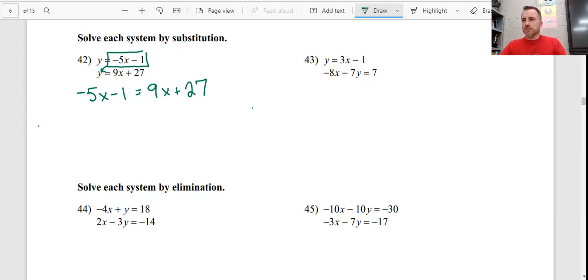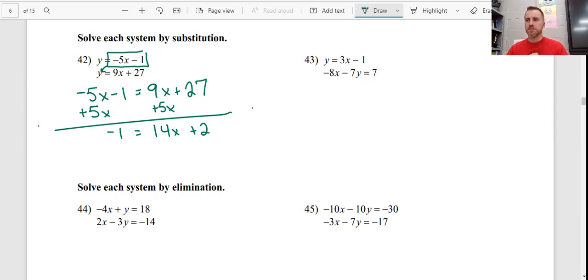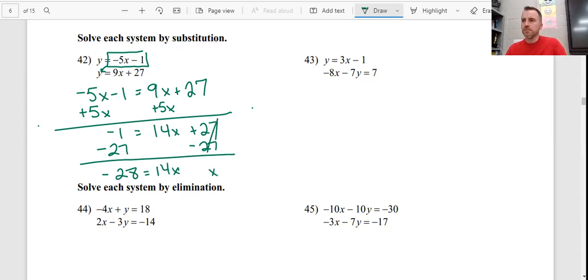Once you get here, you just have to solve. So you need to get all the x's onto the same side. So I'll do that first. We get negative 1 equals 14x plus 27. Now that all the x's are on the same side, we need to move the 27. There are 27 on the right, so we have to take away 27, or subtract. We get negative 28 equals 14x. And then we divide by 14, we get x equals negative 2. So that is the solution for x.